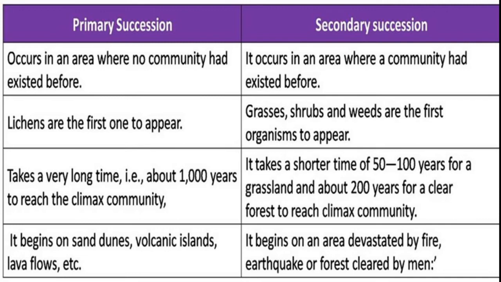Again, the primary succession takes a very long time, maybe about thousands of years, to reach the climax community, while the secondary succession takes a shorter period of time, about 50 to 100 years, to reach a climax community. Primary succession begins on sand dunes, volcanic islands, lava flows, etc., while secondary succession begins in an area once destroyed by forest fire, landslide, earthquake, etc.